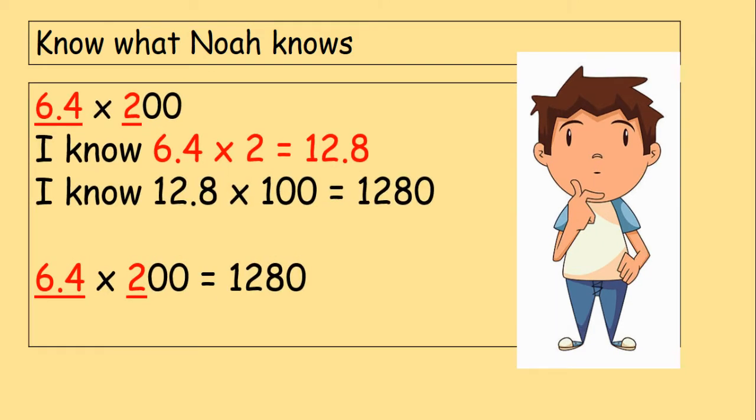For the last one, I could use 2 different methods. I know that 6.4 times 2 equals 12.8. I know that my answer needs to be 100 times bigger, so I'm going to multiply 12.8 times 100, which gives me 1,280.